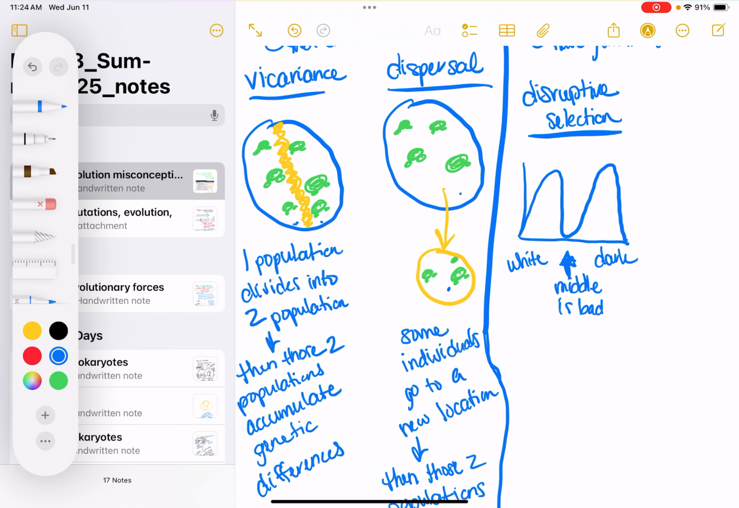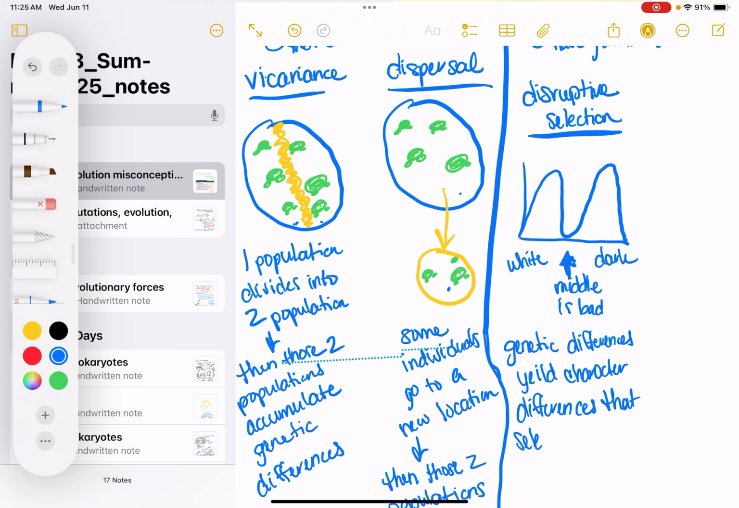So these differences are due to, oops, let's do it this way. Sorry, that was really messy. Okay, so genetic differences yield character differences that selection is acting upon.